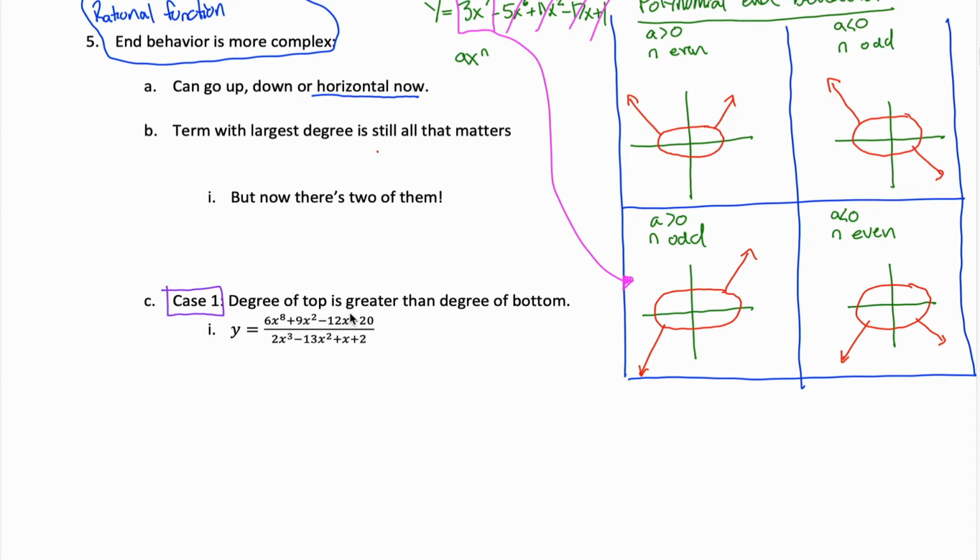Since I'm only concerned with end behavior, I'm only concerned with what happens when the value of x gets really large. And when the value of x gets really large, this 6x to the 8th term, loosely speaking, is going to overpower all of these other terms. So the polynomial in the numerator is going to act like just 6x to the 8th.